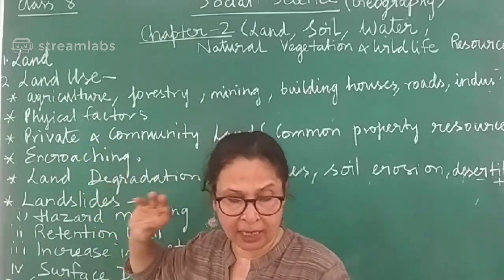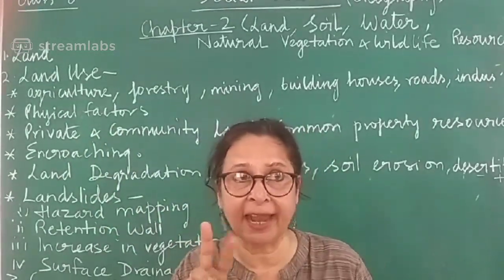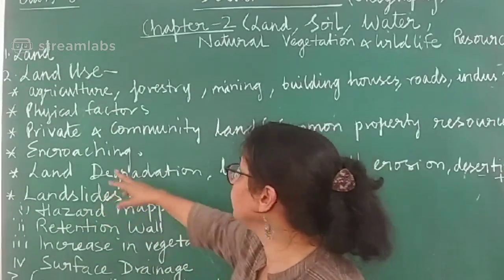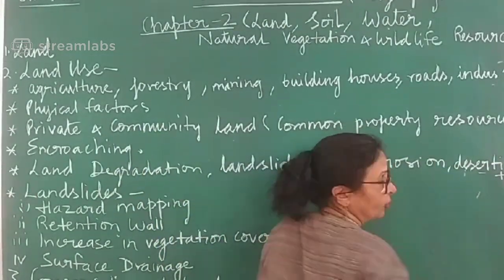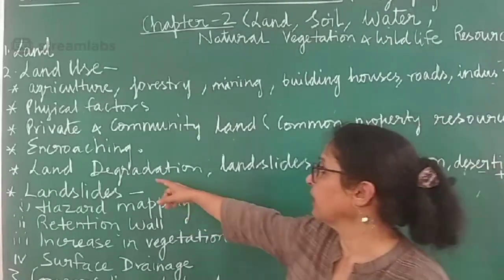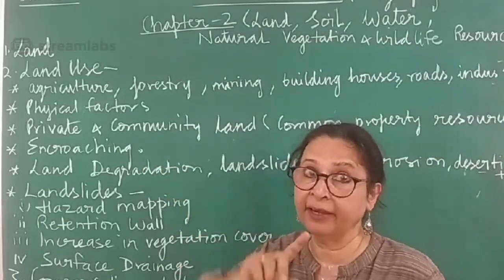here also. Okay, then we classified land. I will not go into detail: private and community, which is also known as common property resources. Then we discussed encroaching. I said don't forget encroaching.